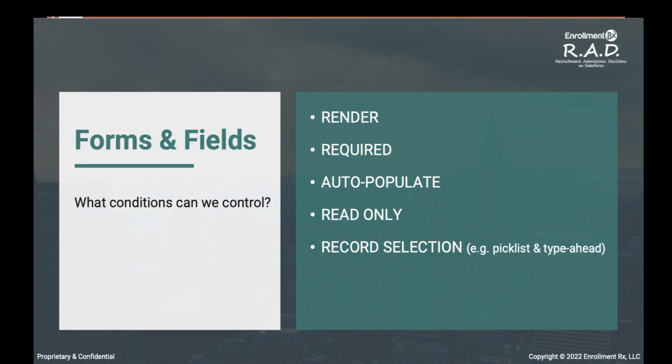Before we do so, let's take a look at this slide here. When it comes to fields and forms, what are the conditions that are important to control? On the form level, we've already seen the example of render, where we need to be able to control what forms are actually rendered in an applicant portal experience. What forms display on the screen to a candidate and when are they displayed? We need to be able to control that on the form level for render. Equally important, we'll see in just a minute, how that is important to control rendered on the field level. We also need to be able to control required, auto-populate, read-only, and record selection. Let's go take a look at a few of those examples.